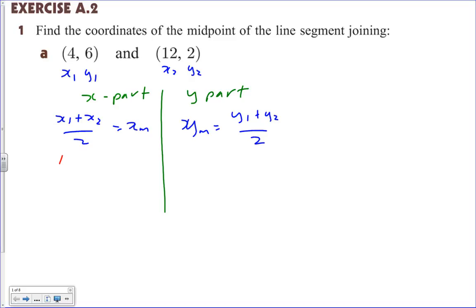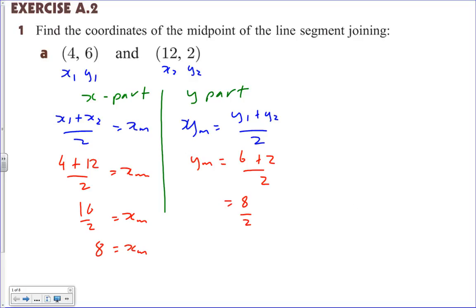So I'm going to have 4 plus 12 over 2 equals x midpoint. So 4 plus 12 is going to give us 16 over 2 equals x midpoint. And so that's going to give us 8 equals the x midpoint. Over here for the y midpoint, 6 plus 2 over 2 equals 8 over 2, so that's going to give me 4. Therefore M is going to be 8, 4.